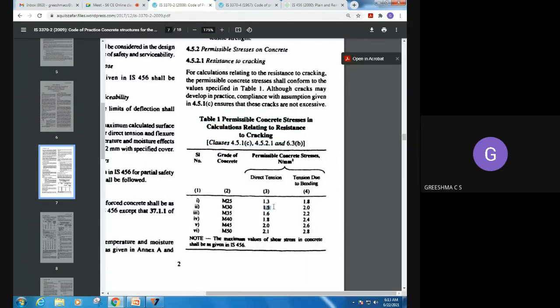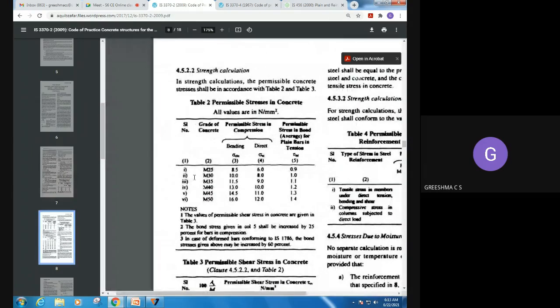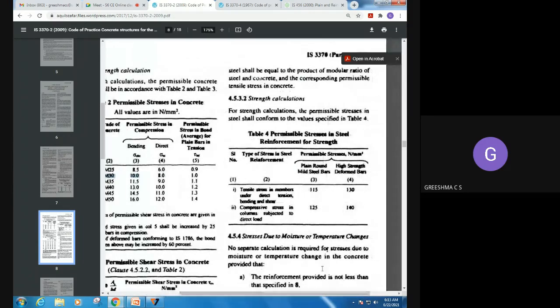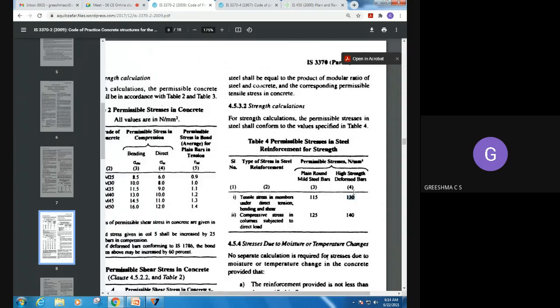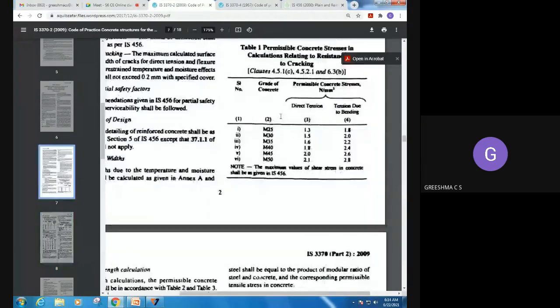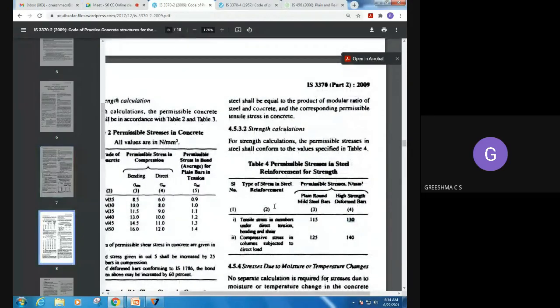For M30 grade, the permissible stress is 1.5 in direct tension and 2 in bending, and you will also get one more value from here, that is 10. Again, for the permissible stress of steel you can see the value 130. For HYSD bars you are using 130 Newton per mm square. So IS code page 2, 3, table 1, 2, and 4.